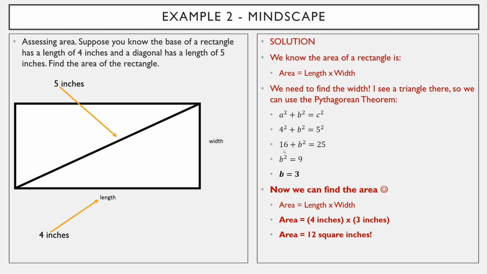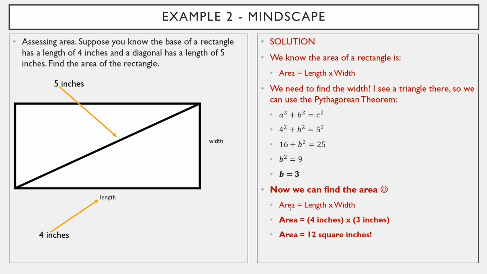What I would do is subtract the 16 over, and 25 minus 16 is 9, excuse me. That's B squared. So to just get B, I take the square root, and the square root of 9 is 3. So now I know the width is 3 inches.